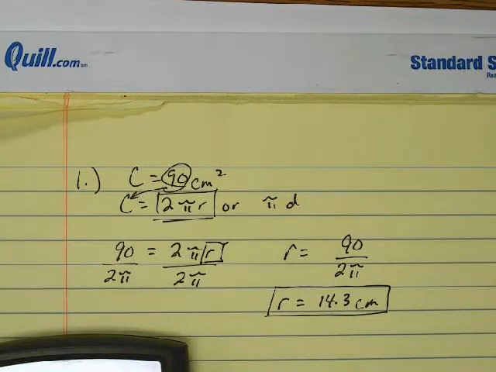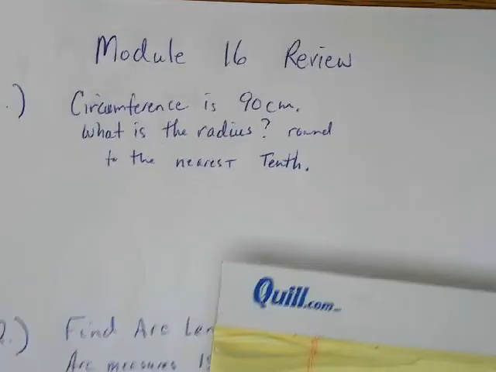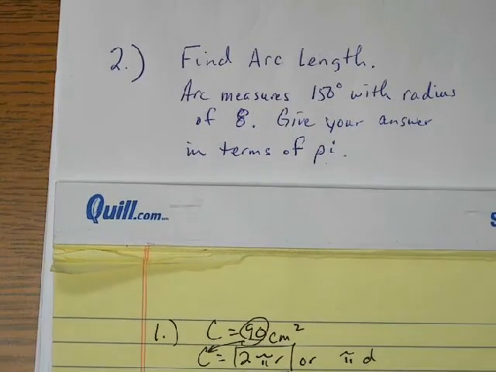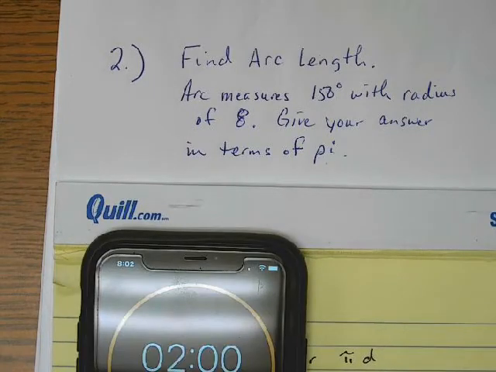Okay, let's go to the next problem. Here's a sample of what we might see tomorrow. We want to find the arc length. Now the arc measures 150 degrees with a radius of 8. Give your answer in terms of pi. Okay. 2 minutes. Ready, go.